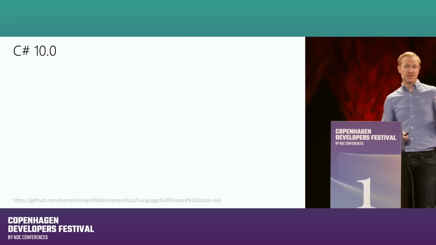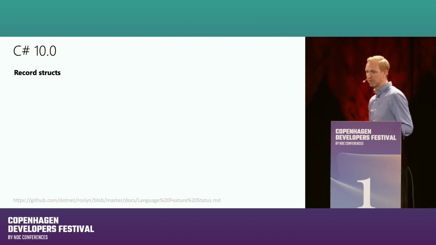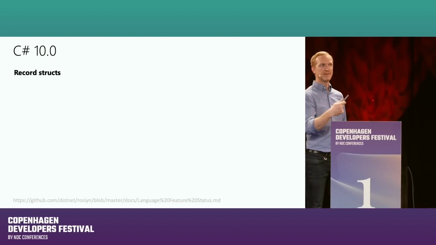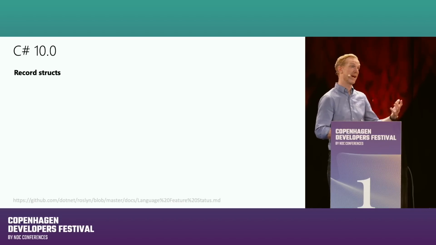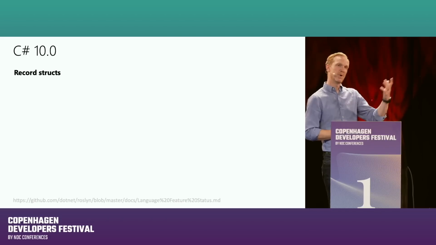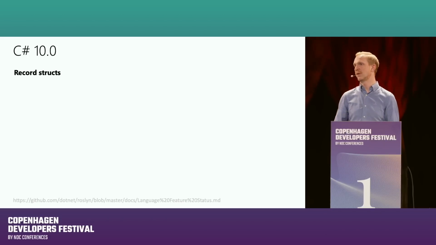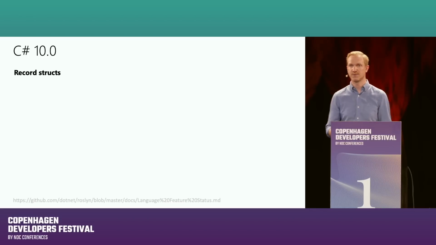So with C# 9 out of the way, we can take a look at some more things from C# 10. Now, given that C# 9 introduced records that produce reference types and classes, obviously it would be a good idea to also allow us to do record structs, value types.